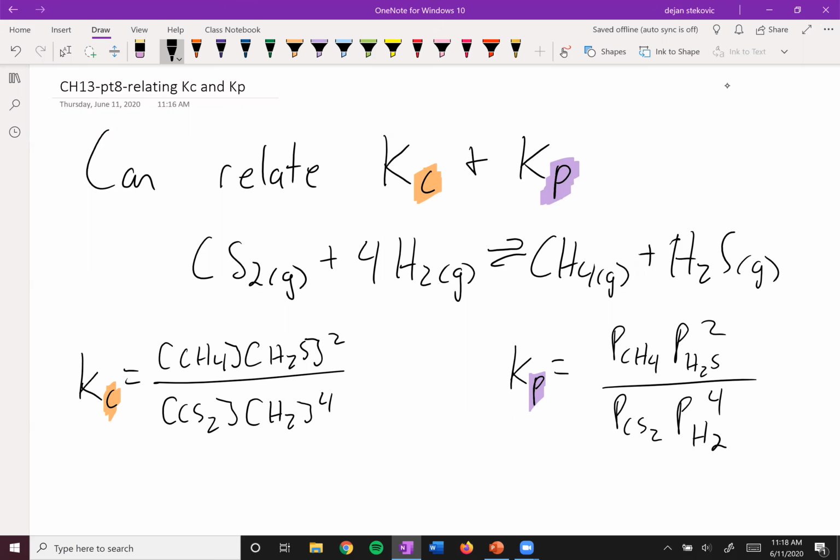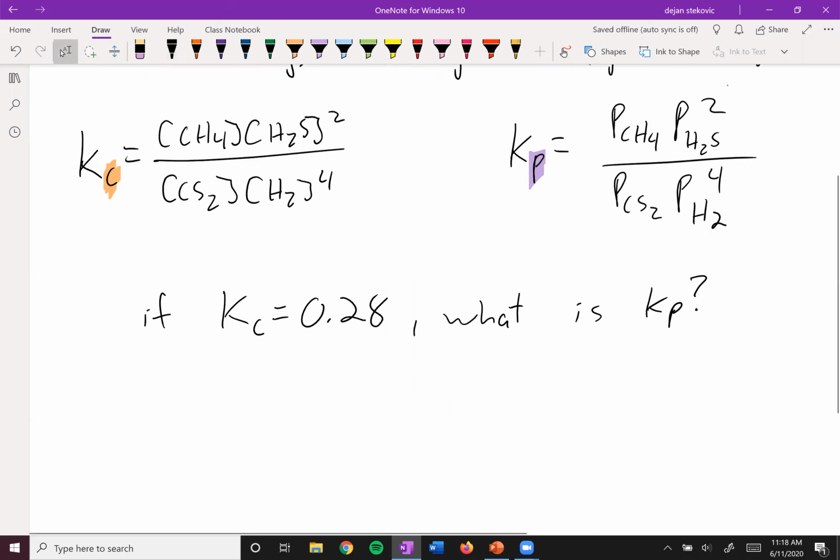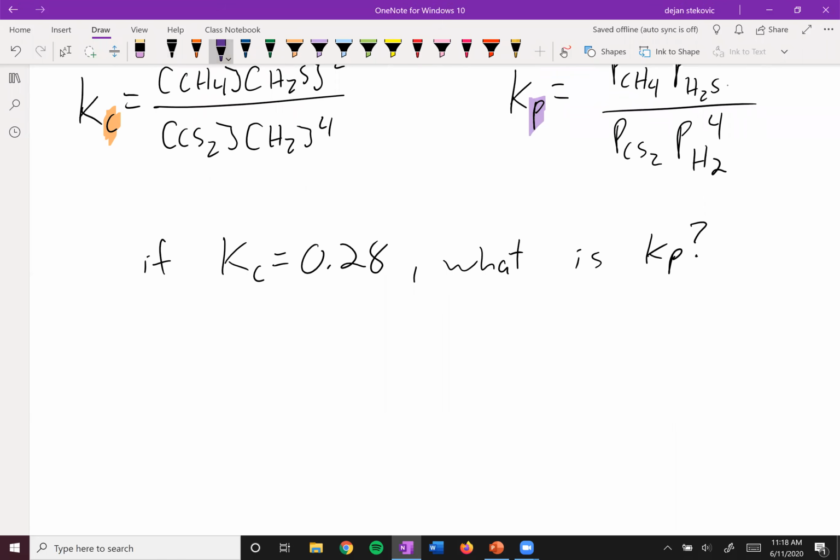Maybe you want to know the Kp of this reaction, and you look it up in your book and find the Kc. You find Kc is equal to 0.28, but you want to talk in terms of Kp. So then we can ask, what's Kp? And so we can interconvert the two. I'm going to show you how to derive this interconversion.